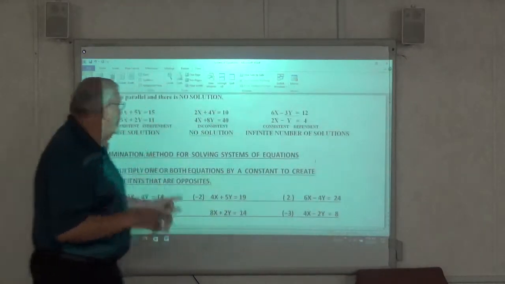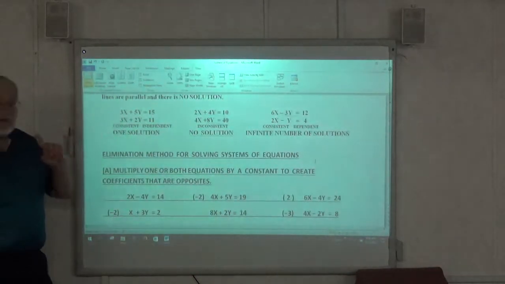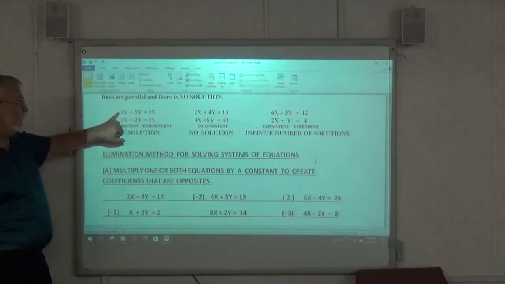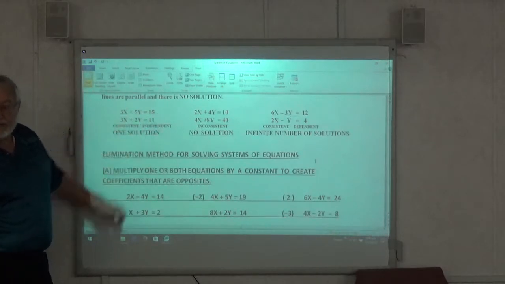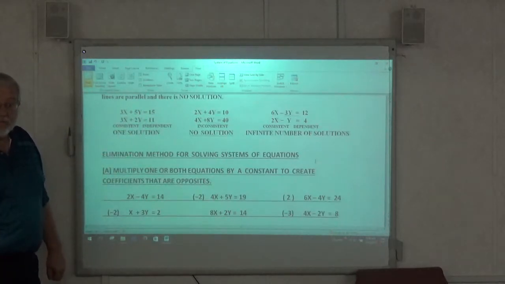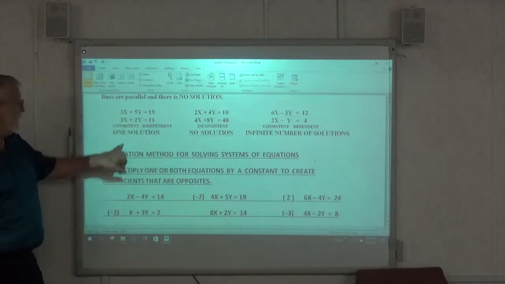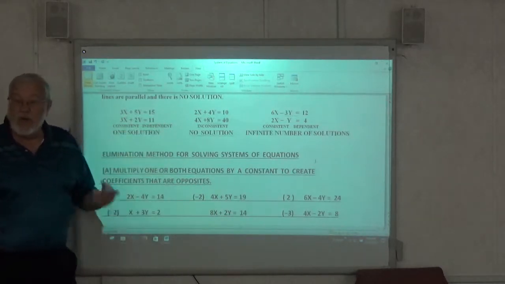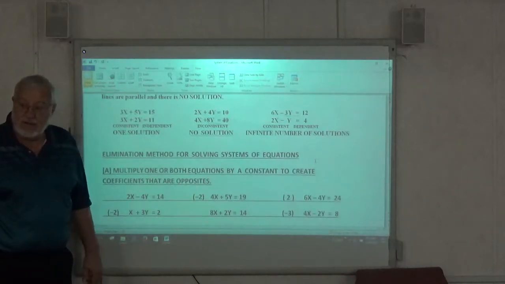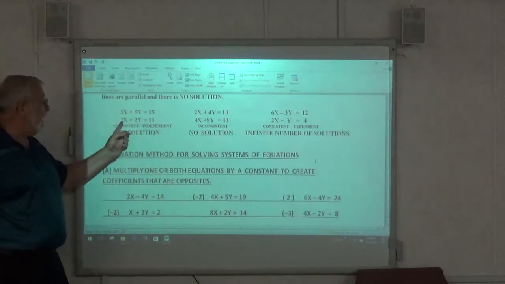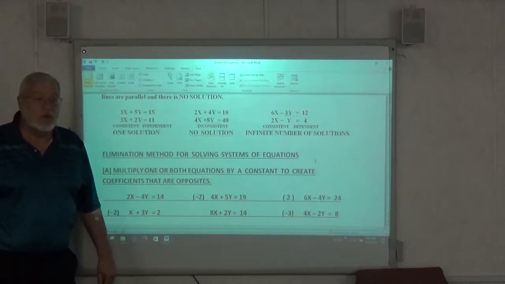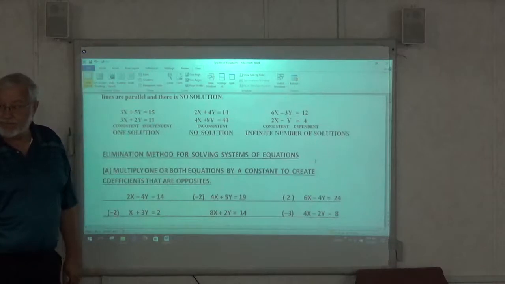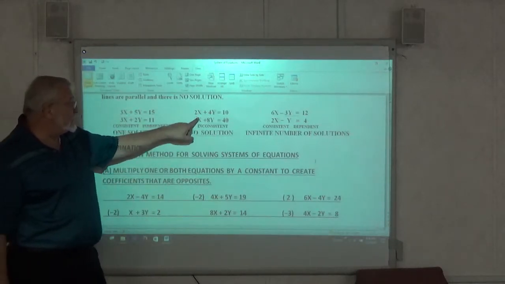Now, if we look at the slope, and what we talked about last week, in order to get this in slope form, -3 divided by 5 is the slope. Remember that? Okay. The slope for this one is -3 divided by 2. Are the slopes different? -3 divided by 5, -3 divided by 2. The slopes are different, so they're going to cross at one place. There's one solution.